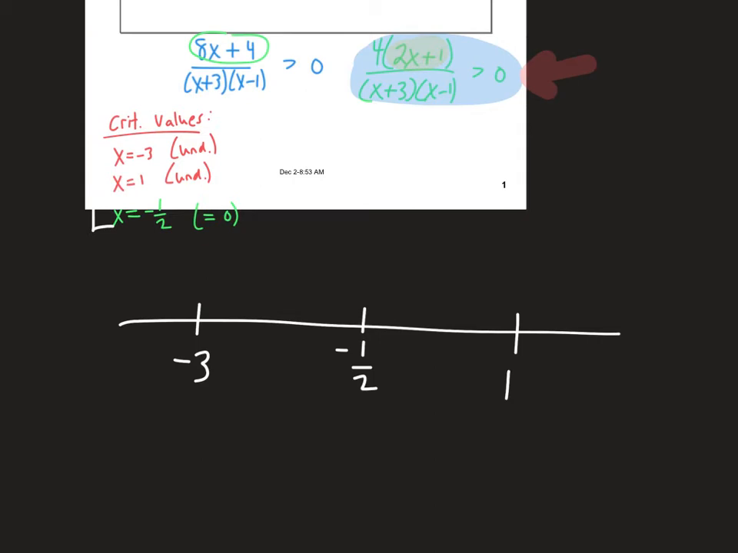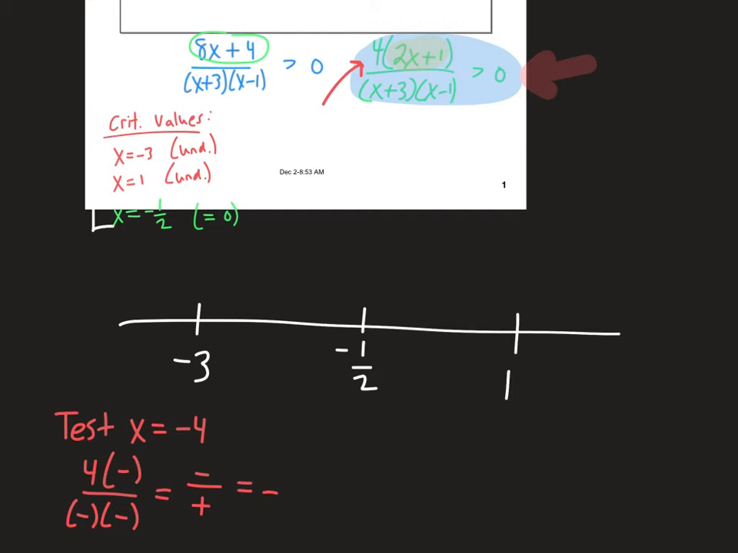So if we go to test something less than -3, for example, let's test x equals -4, and let's see what happens. Okay, if I'm plugging that in up here, the expression is 4 times 2x plus 1. So if x is -4, that would be 2 times -4, which is -8, plus 1, is still a negative number. In the denominator, x plus 3 would still be negative, and x minus 1 would still be negative. So that means we have a negative up top. The bottom is negative times negative, which is positive. And a negative over a positive is negative.